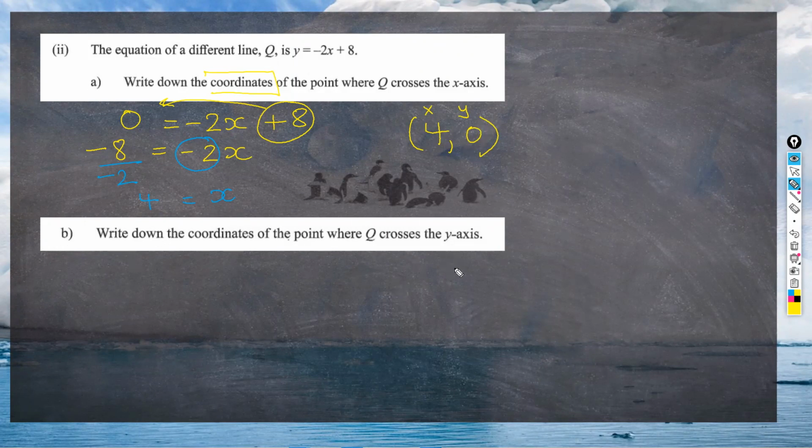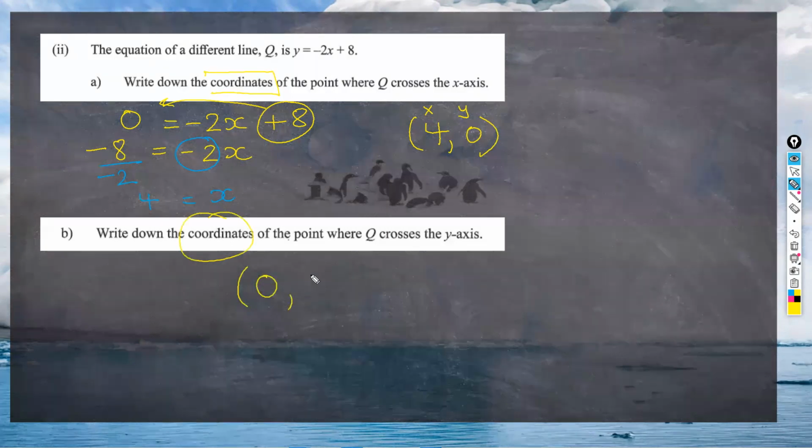Now, part B is super easy. They just ask you for where it crosses the y-axis, the coordinates. Remember, this is y is equal to mx plus c, right? C is the y-intercept. So it will slice the y-axis at 0, 8. You can't write the 8 alone. They ask you for the coordinates, plural, the x and the y. When something slices the y-axis, the x value, you could be sure it will be 0, right?